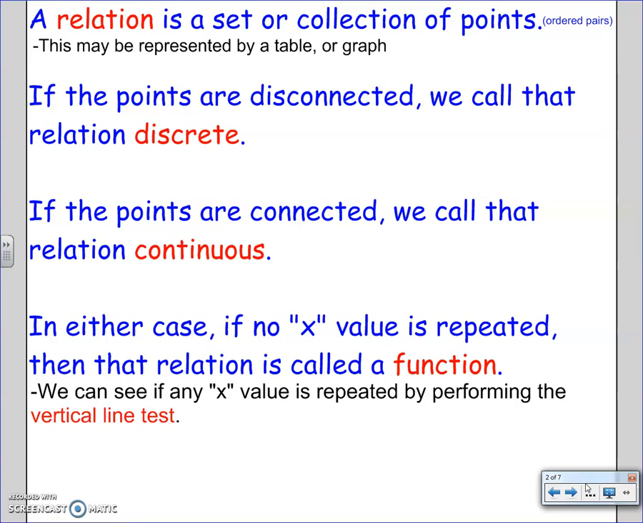First, a relation is a set or collection of points, really ordered pairs, and they can give you a graph or a table. The points can be disconnected, where you say discrete, or they can be connected, which we call continuous. Now, it doesn't matter if they're discrete or continuous. If there are no x values repeating, then we call that a function. And we can check quickly to see if there are any repeat x's by doing the vertical line test.